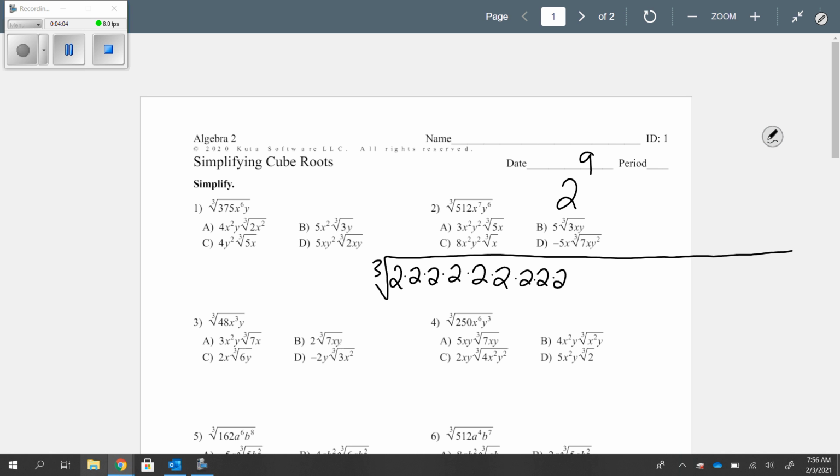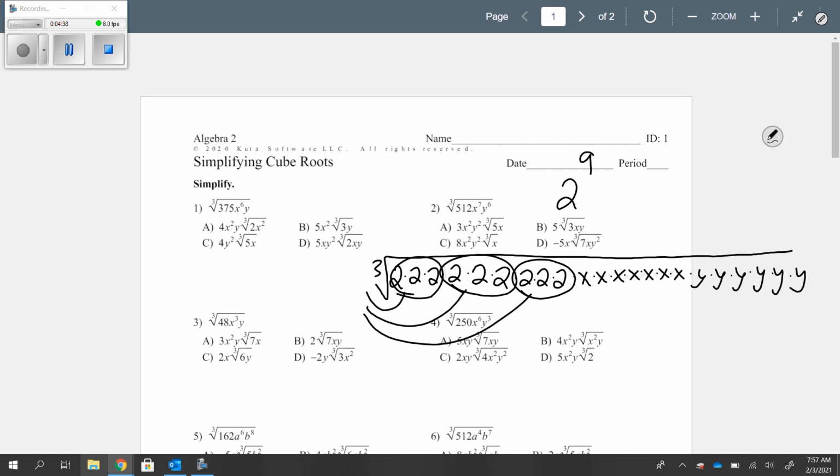Now we got to write all the x's and y's, okay? Times x, x, x, x, x, x, x. 1, 2, 3, 4, 5, 6, 7. And then now the 6 y's: times y, y, y, y, y, and y. Perfect. Okay? Then from here, we're looking for trios. We see the 3 2's. Those can go outside. We see the next 3 2's. And we see the next trio of 2's. So 1, 2, 3, they can all go.